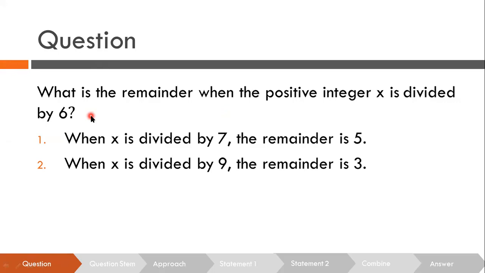When x is divided by 7, the remainder is 5. When x is divided by 9, the remainder is 3. So these are extra information, but I mean to say these are helping for the solution to get the remainder when that positive number is divided by 6. Let's see if you have any idea. It's a little time for you just to think about that.